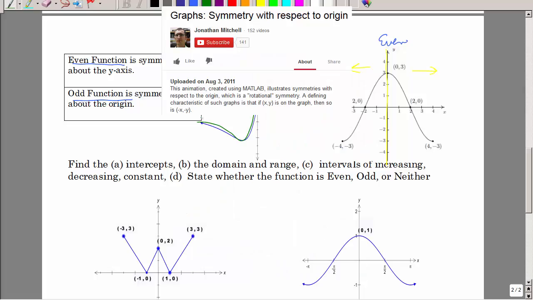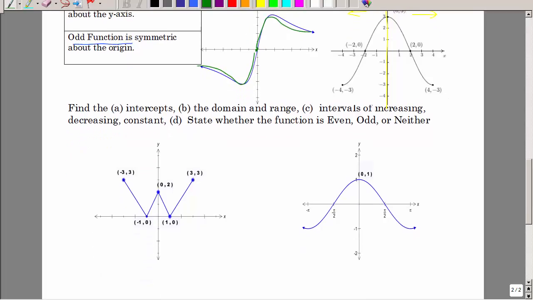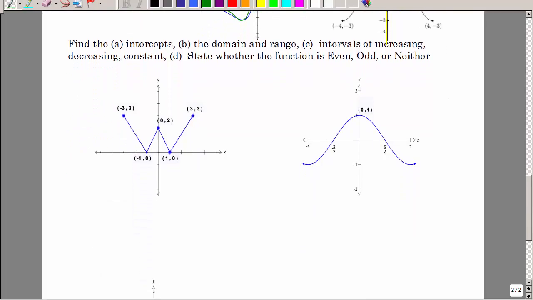When you were in trig class, did you have even and odd functions? Yes, you did. Your cosine function was an even function. In fact, I think that's what this part of the function is. And your odd was the sine wave. So you've seen these terms before. We're just reviewing. So let's look at these 3 problems.